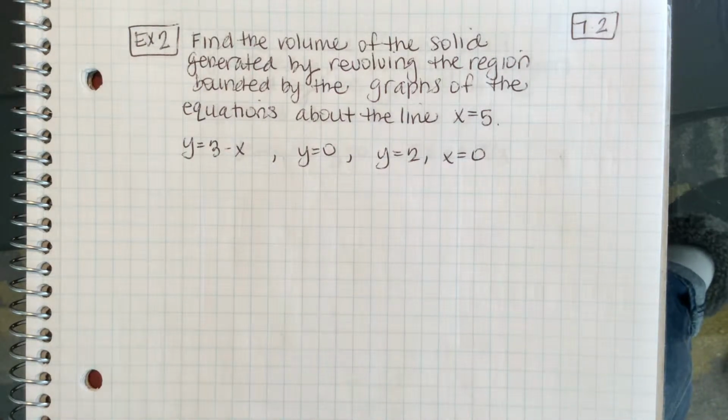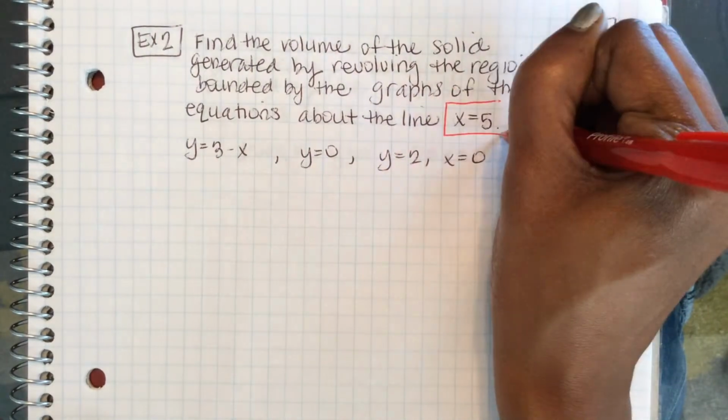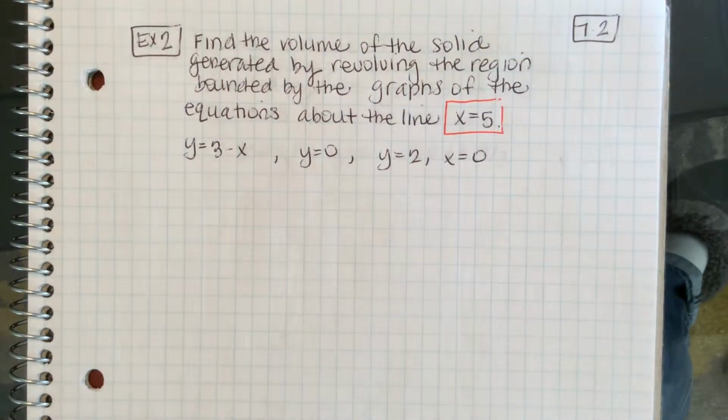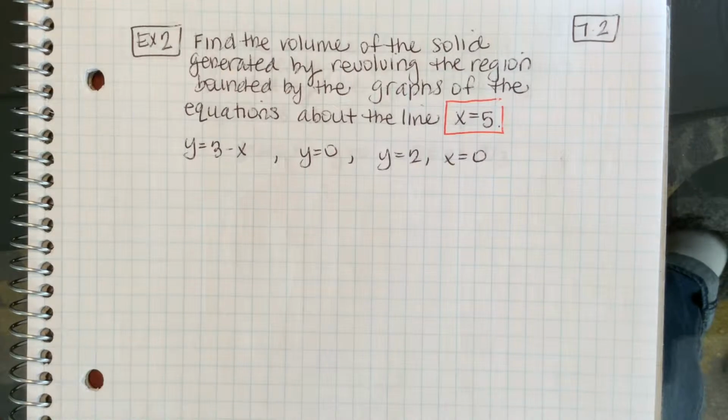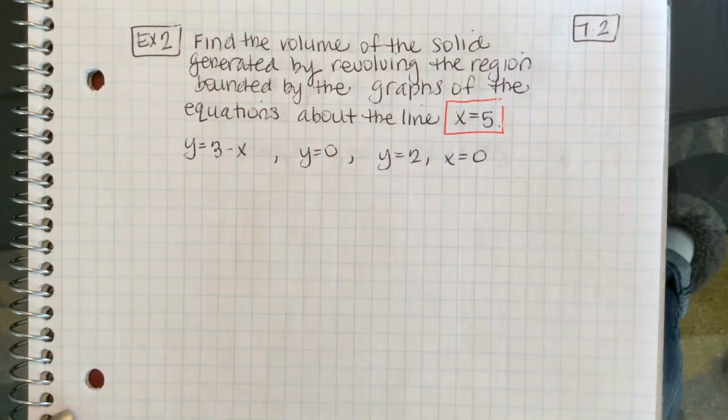Now we are finding the volume of the solid generated by revolving the region bounded by the graphs of the equations about the line x equals 5. So now we're not rotating about an axis, we're rotating about a line, x equals 5, which is still doable. So y equals 3 minus x, and y equals 0, and y equals 2. So let me sketch that region.